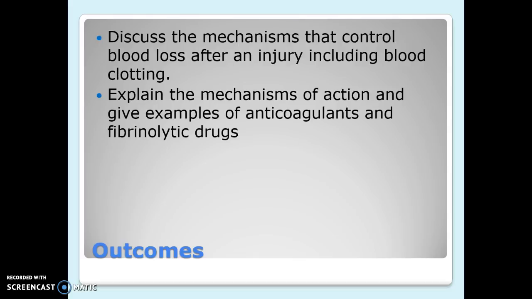So we're going to talk about hemostasis. We're going to discuss the mechanisms that control blood loss after an injury, including blood clotting. And then we're also going to explain the mechanisms of action and give some examples of anticoagulants and fibrinolytic drugs. Briefly, we won't spend a lot of time on those. All right, so we're going to look at hemostasis.